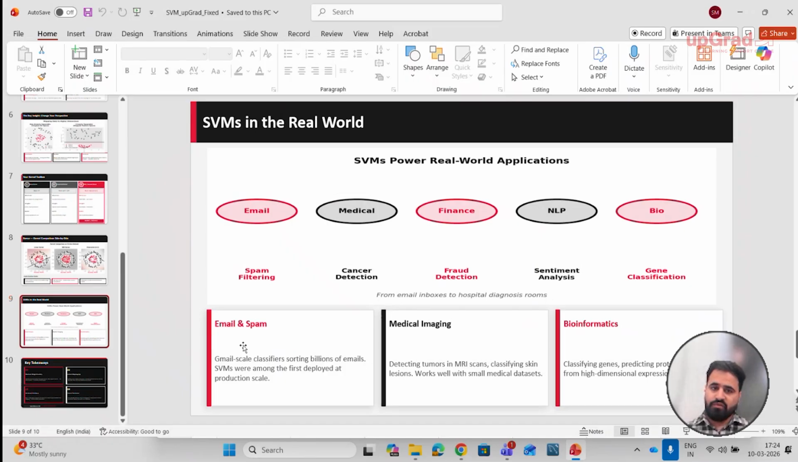Now, where does this support vector machine find application? As I said earlier as well, it can find application in emails, in medical, in finance, where you can go for fraud detection. In the medical field, you can go for cancer detection, and in NLP, natural language processing, you can go for sentiment analysis with the help of the support vector machine. If you go to the biological field, you can go for gene classification as well. You can take the help of support vector machine there. So medical imaging, email and spam, bioinformatics, everywhere it is getting used.